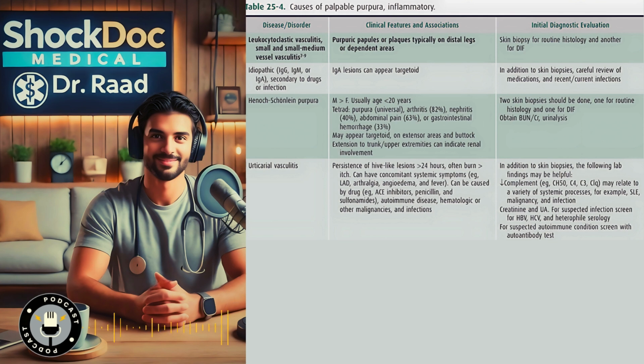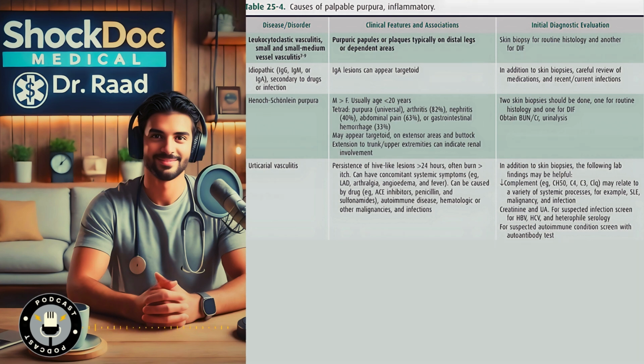Urticarial vasculitis. These are hive-like lesions that persist for over 24 hours and tend to burn more than they itch. They can be associated with systemic symptoms like arthralgia, angioedema, or fever. They may be triggered by medications like ACE inhibitors, penicillin, or sulfonamides, autoimmune conditions, malignancies, or infections. In addition to a biopsy, labs for complement levels, CH50, C3, C4, C1q, creatinine, and even viral serologies may be useful.